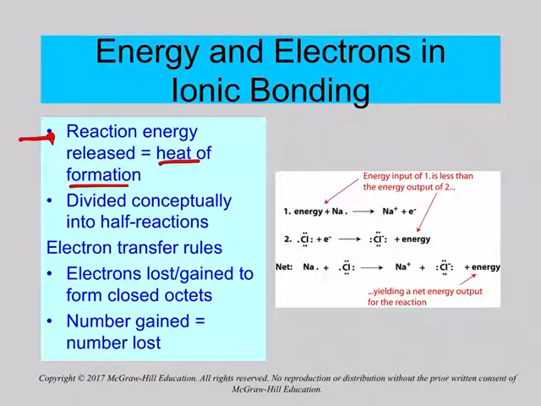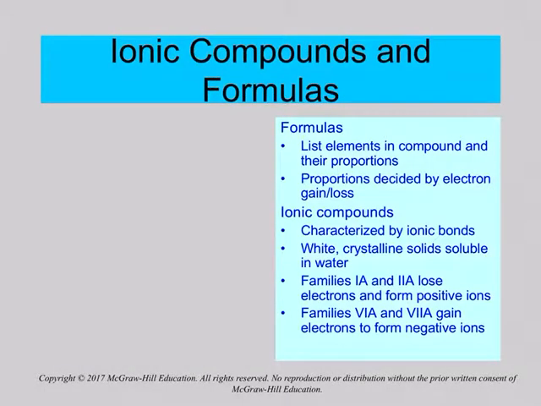All right, so the electron transfer rules. Electrons are lost or gained to form that octet. And so it's producing energy whenever that happens.